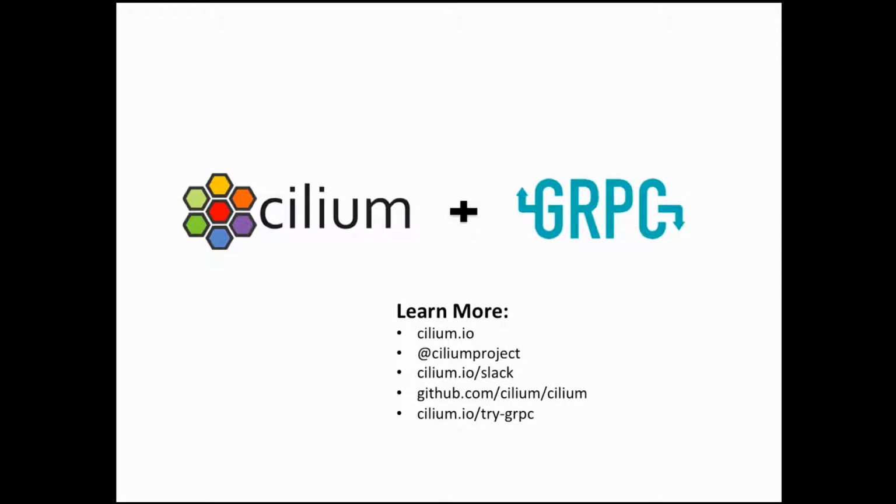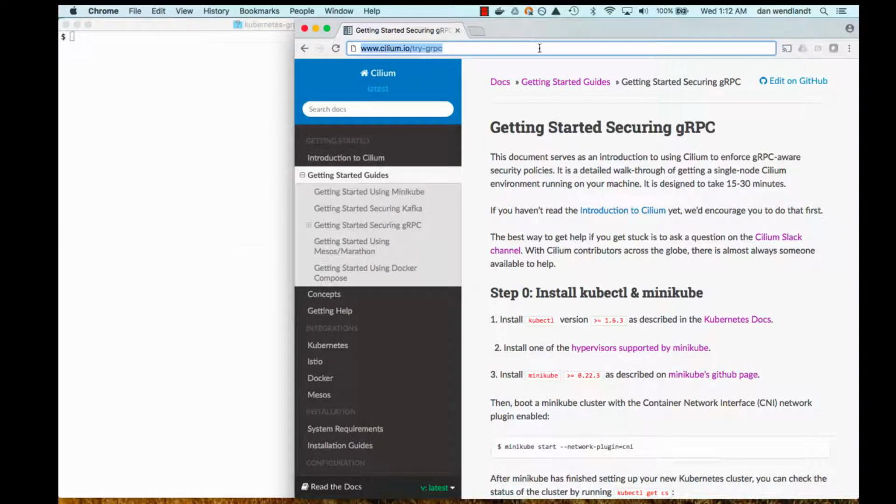But because Cilium is microservices aware, it understands not just the IPs and ports, but also application layer protocols like HTTP, Kafka, and gRPC. In this demo, we'll focus on gRPC. Everything we're talking about here is something that you can follow along with yourself by going to www.cilium.io/try-grpc.